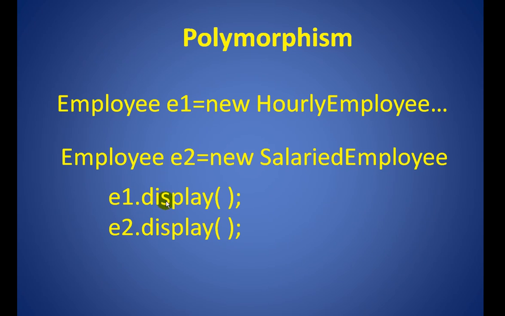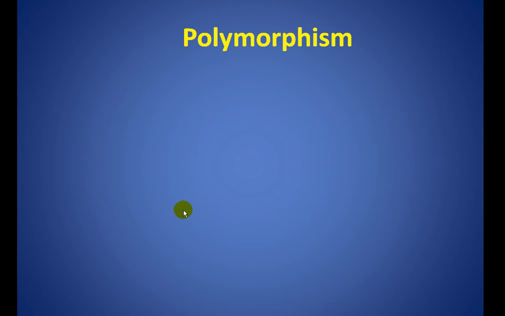Actually, the compiler will know that e1, although it's an employee, is actually an hourly employee object. So the display that will be called through this reference will be the display in the class hourly employee, not in the class employee. Same thing with e2. The display method that will be called is the method defined in salaried employee, not in employee, although e2 is of type employee. So this is an example of polymorphism.